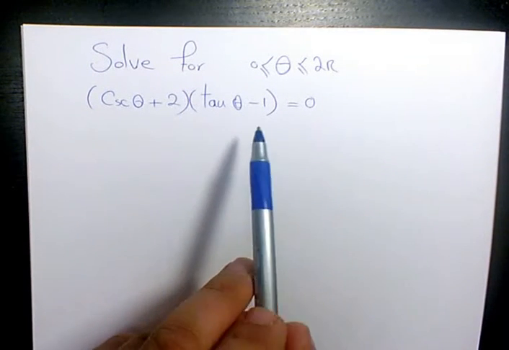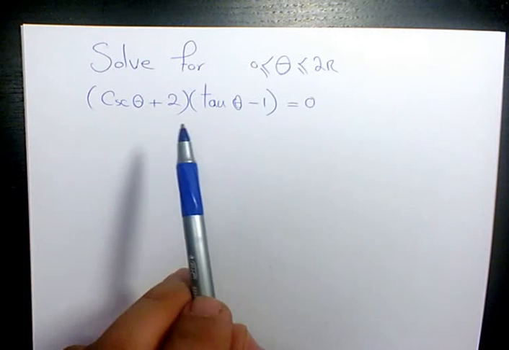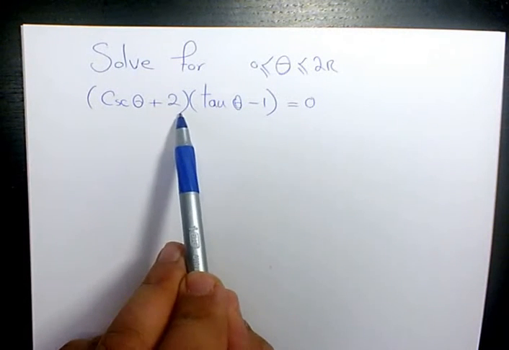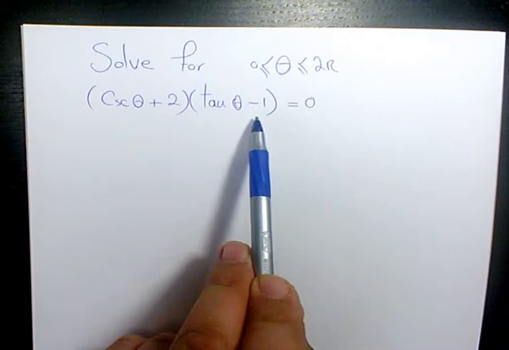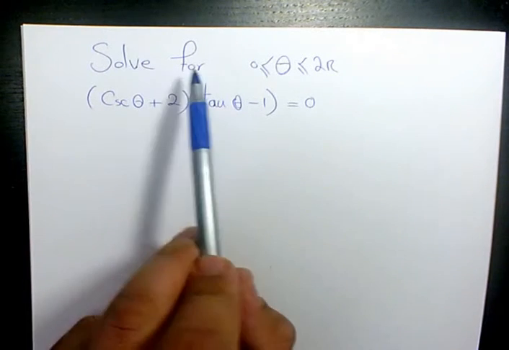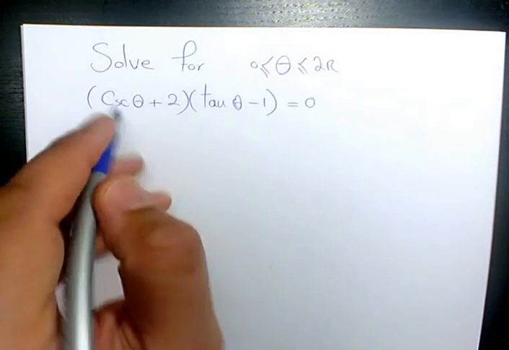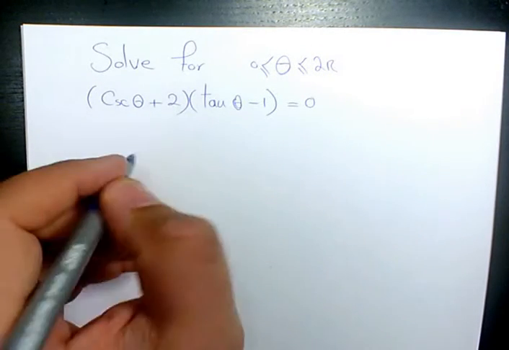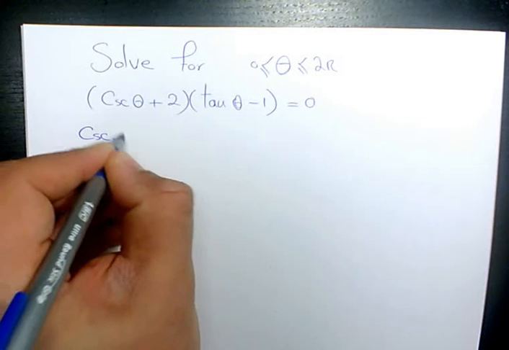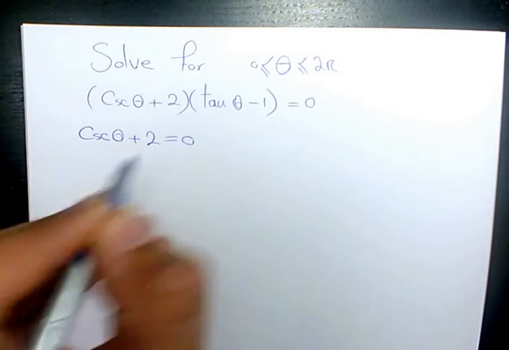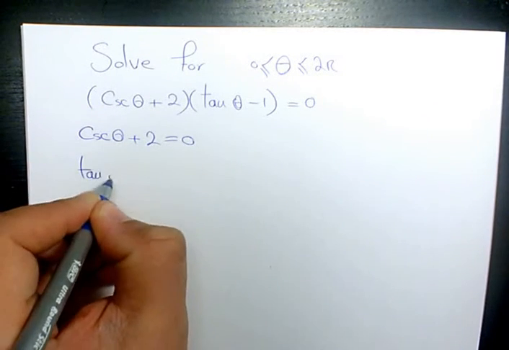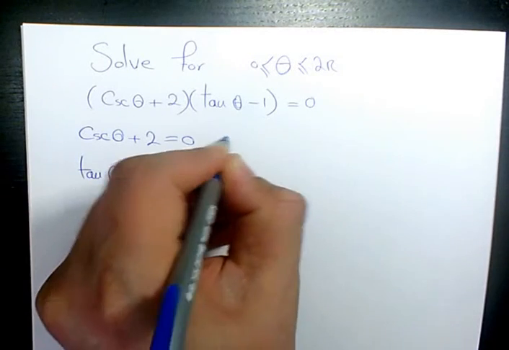In this video I want to show you how to solve this trigonometric equation, which is (cosecant theta plus 2)(tan theta minus 1) equals 0, and we need to solve it for theta between 0 and 2 pi. So we have two parts here: cosecant theta plus 2 equals 0, or tan theta minus 1 equals 0.